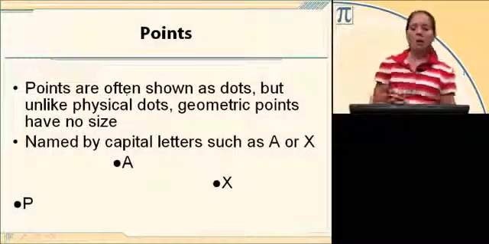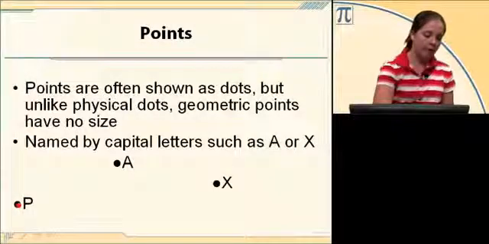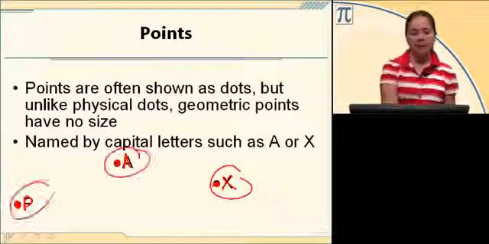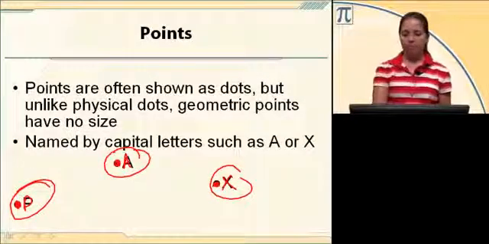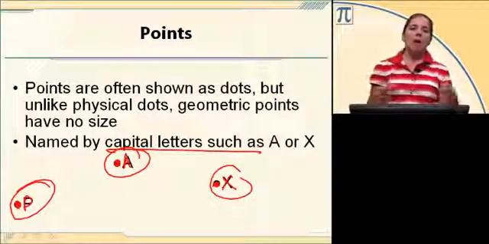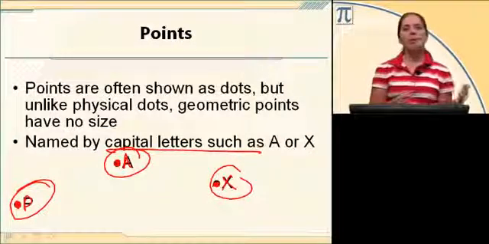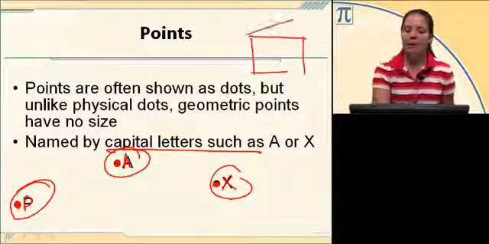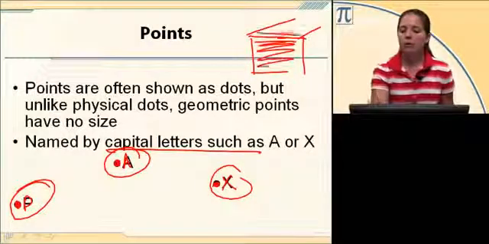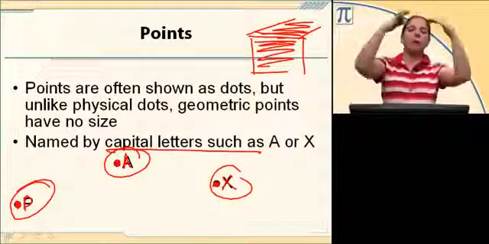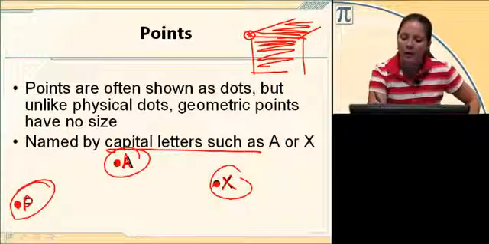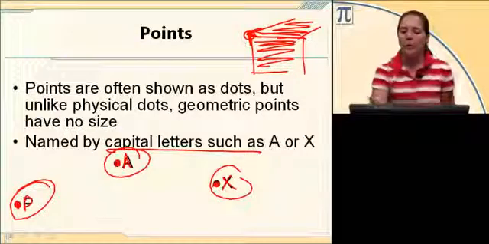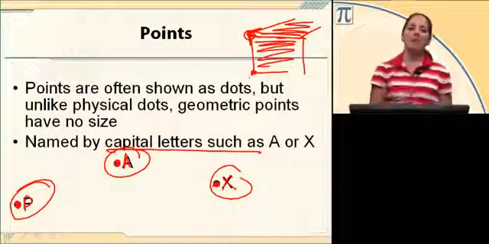Okay, points. Points are often shown as dots. So for example, I have this one down here. This is point P, point A, point X. When you name them, they're named with capital letters, such as A or X. Now, unlike those actual dots we have, points have no thickness. They're basically no size whatsoever. They're just a location in space, if you will. If you look in that corner where the 2 walls meet with the ceiling, right at the very intersection of those 3 planes, that's a point. Or way down in the corner, as far as you can go in that corner, that's an example of a point.